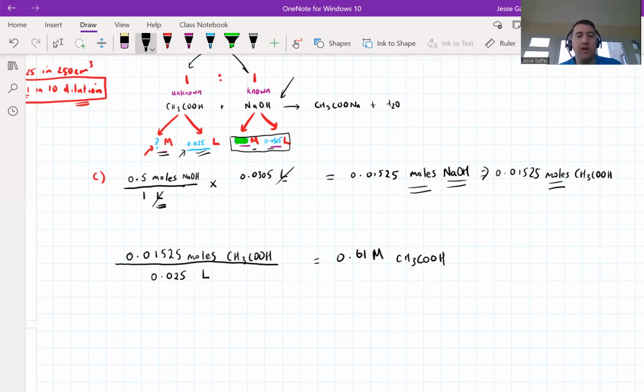So we found the concentration of the, and remember, this is the dilute vinegar. This is the one we were talking about in the question. That's part C done, okay? Nothing to be too afraid of there, I don't think.